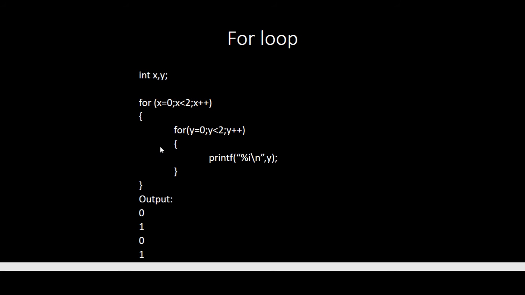For loop is used as nested loop to print something. So here you see the output 0, 1, 0, 1. The output 0, 1 is from the nested loop here for y equal to 0 and y less than 2. So the reason why it's printed twice is because of the x. The first 0, 1 is printed is the output when x is equal to 0, and it prints again when x is equal to 1.